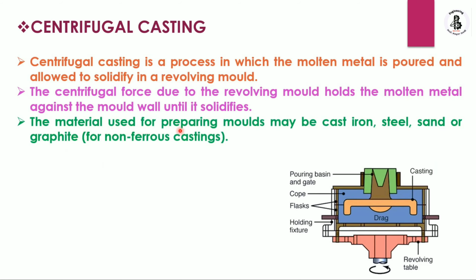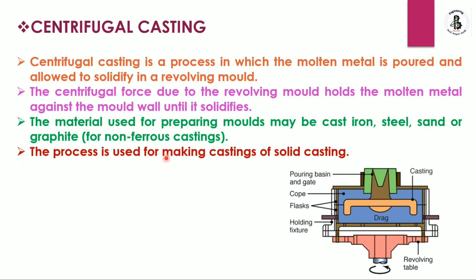The material used for preparing molds may be cast iron, steel, sand or graphite, basically for non-ferrous castings. The process is used for making solid castings. With the application of true centrifugal casting, hollow cylindrical castings are produced, but with the semi-centrifugal casting process, a solid casting is made. That depends upon my requirements.